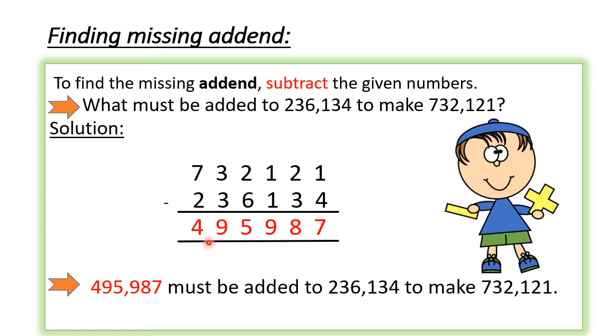Okay, after subtracting you will find your answer, that is in this example the answer is 495,987. This is the number that was missing, and our answer statement can be written as 495,987 must be added to 236,134 to make 732,121. This statement means if you add this addend to this addend, then you will get this sum.